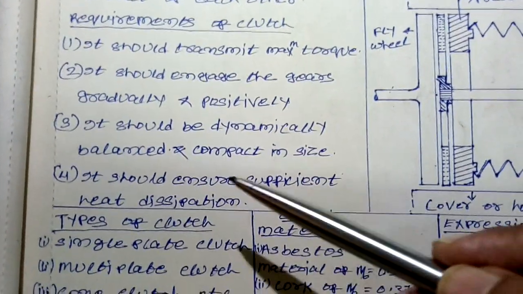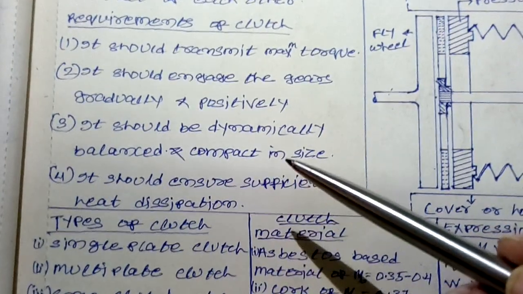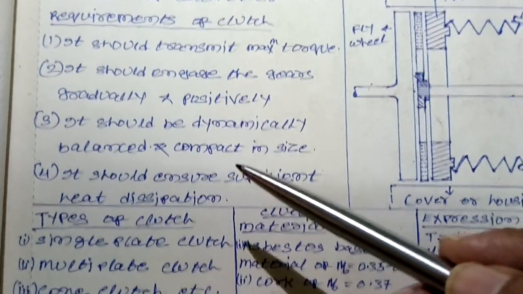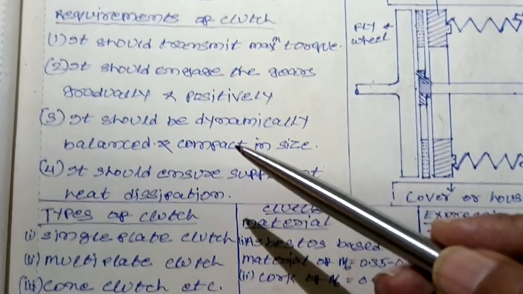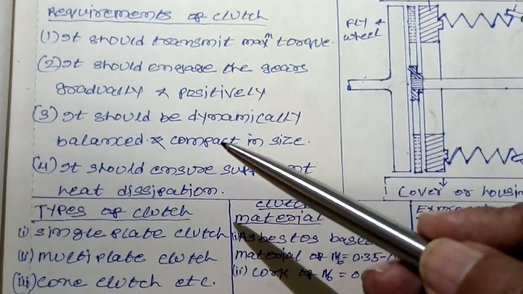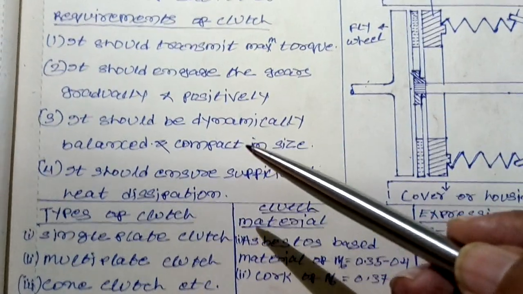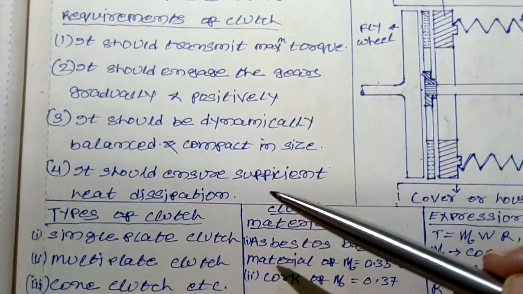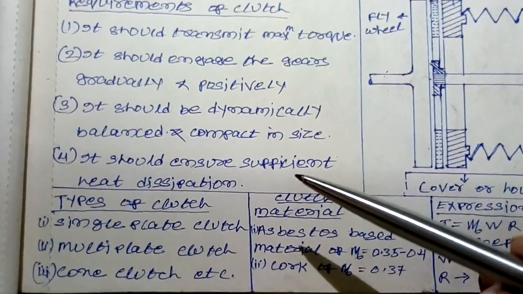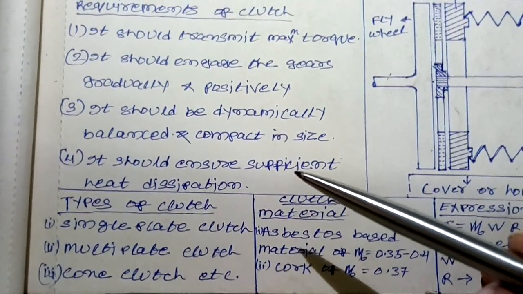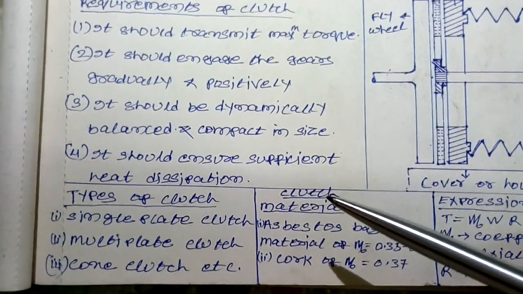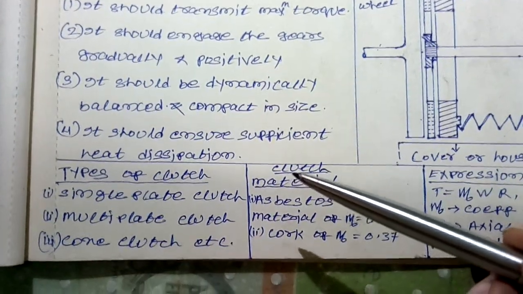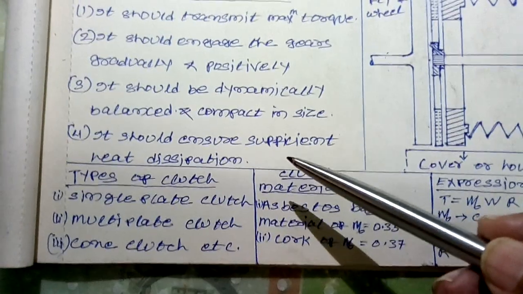Next, it should be dynamically balanced and compact in size. Dynamically balanced means that while transmitting the drive or rotary motion, its position should not be dislocated. That is why it has been written here, it should be dynamically balanced. And the fourth point, it should ensure sufficient heat dissipation. That is, a clutch works on the principle of friction. Because of friction, heat is produced, and the clutch should be able to dissipate that amount of heat.